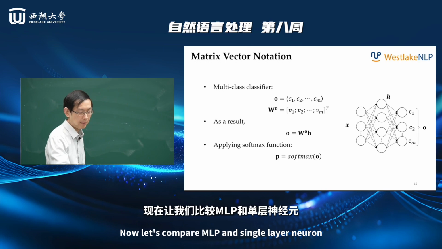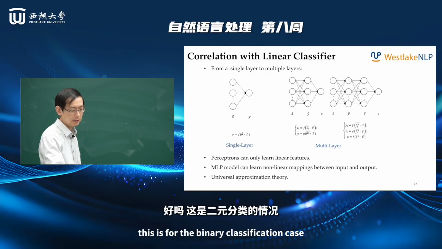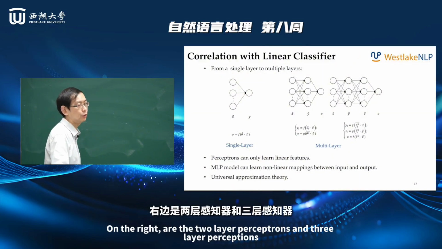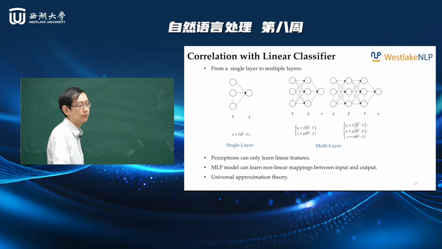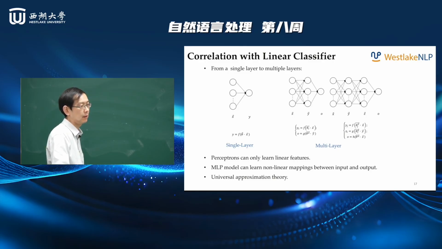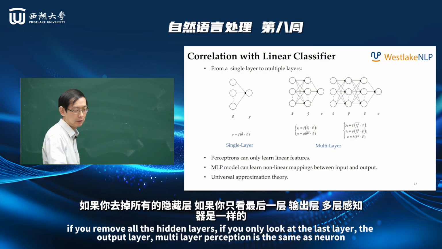Now let's compare MLP and single layer neuron. Okay, so this is for the binary classification case. On the left is the neuron we have on week 5. On the right are the 2-layer perceptrons and 3-layer perceptrons. And you can find that actually the only difference is that we have more hidden layers than before, right? So if you remove all the hidden layers, if you only look at the last layer, the output layer, multi-layer perceptron is the same as a neuron.